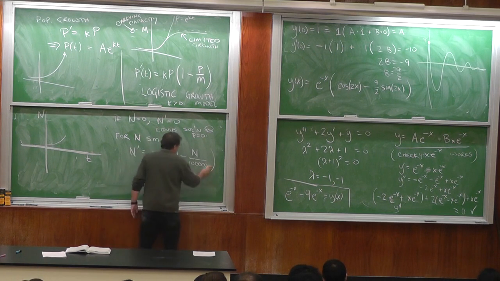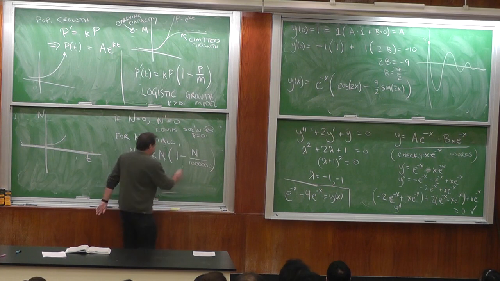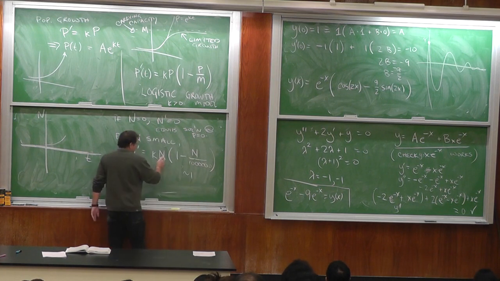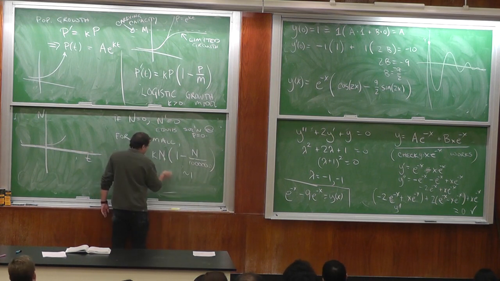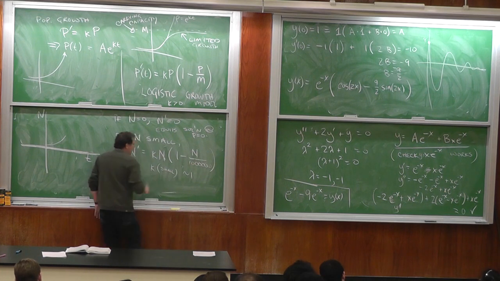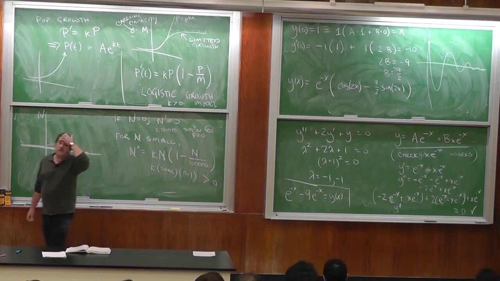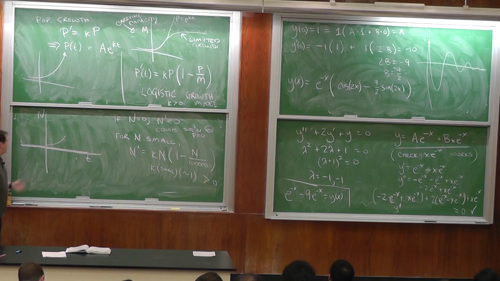Oops, there's another 0. So for n small, this is pretty close to 1. And this is a small number, but it's multiplied by a positive constant. So this is bigger than 0. So for n small, the derivative is bigger than 0.